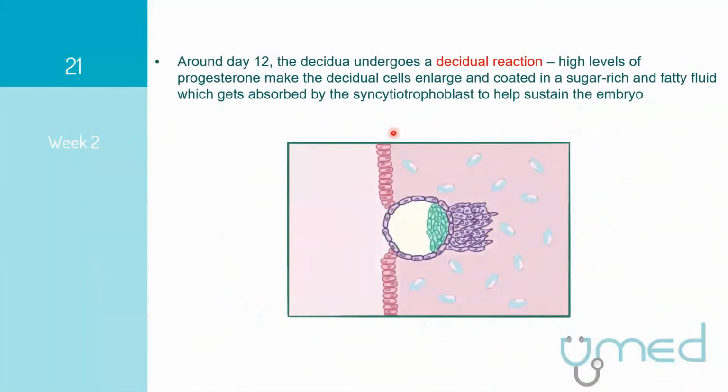Okay, so now around day 12, the decidua undergoes something called the decidual reaction. This is not too important to memorize, but you could know it. With high levels of progesterone, the decidual cells enlarge and are coated in a sugar-rich fatty fluid, which then gets absorbed by the syncytial trophoblast, right? And what it does is help sustain the embryo.